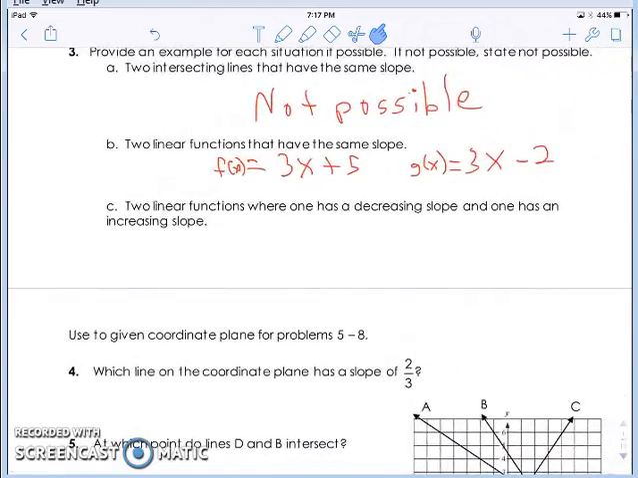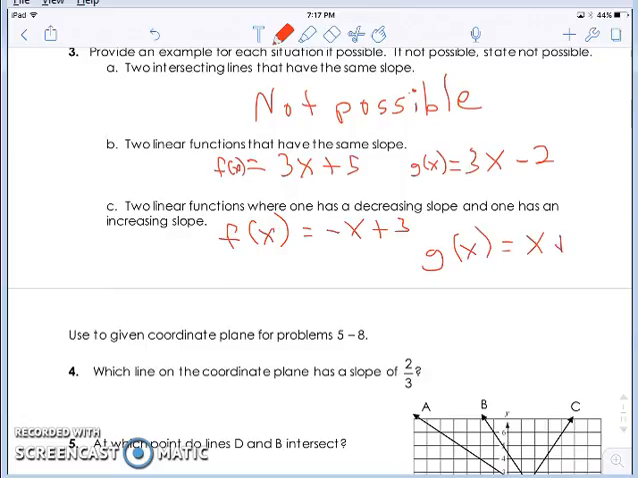Alright. Two linear functions where one has a decreasing slope and the other has an increasing. That just means one function has a negative slope, negative x plus 3, and the other function has a positive slope, x plus 7. Could be any positive number and any negative number. They don't have to be the same. They don't have to be opposites.